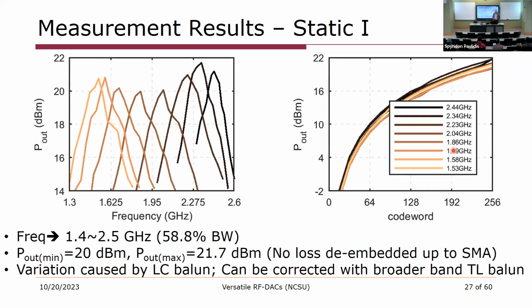So these are the measurement results. We have peak output power of about 21 dBm, relatively flat across the band. The variation is actually caused by the LC balun. It could be corrected with a bit better design of the LC balun, or maybe a different topology like a Guanella balun that's popularly used nowadays. We get a frequency response from 1.4 to 2.5 gigahertz. This is not showing every step in frequency that we can do, just showing representative steps. And we cover about 60% fractional bandwidth.